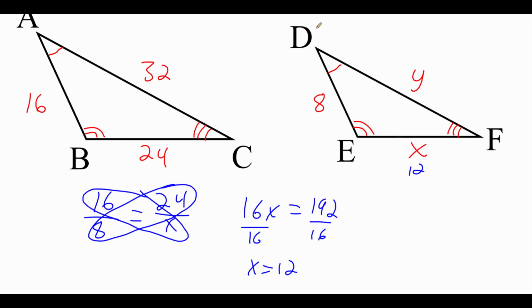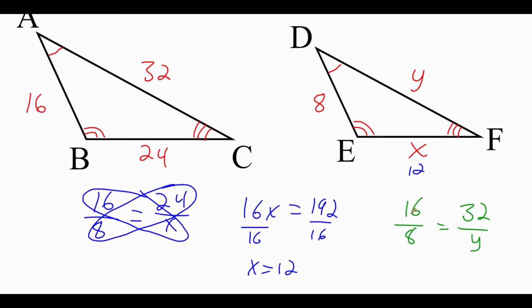Now, I also want to find this DF side with that y value in there. And I'm going to do something similar to what I did before. I'm going to use the two sides where I know both of the lengths, so AB being 16 and DE being 8. So I'm going to go 16 over 8 equals. Now, if I want to find y, its corresponding piece from my other triangle is that 32. So I'm going to go 32 over y.